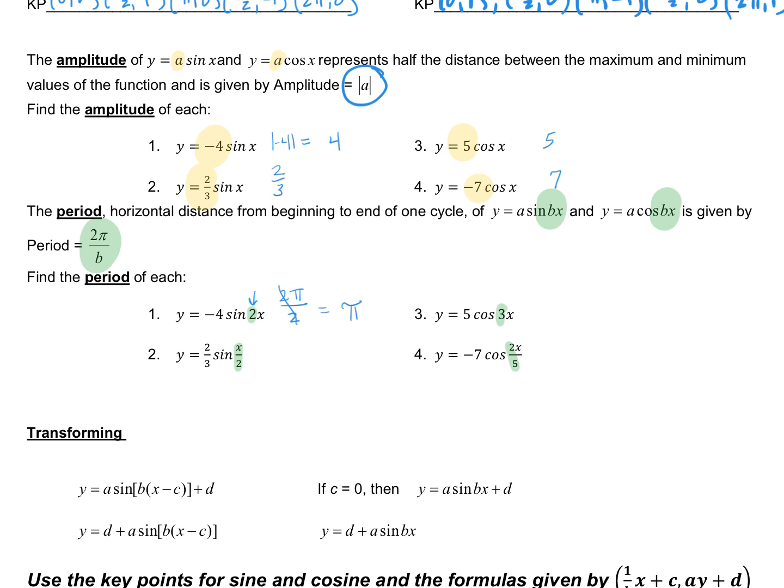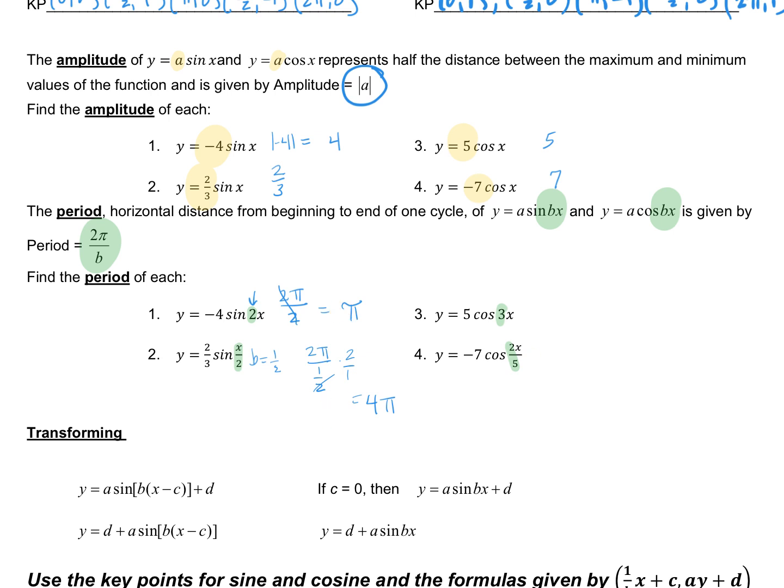All right, now look at number 2. What's the b value here? Good. B is 1/2. So I have to do 2 pi over 1/2. Keep change flip, right? If I keep change flip, what does this become? That means it's 4 pi. So that's taking that sine curve, stretching it way out. This one's shrinking it down to that entire curve to happen by pi. This one's stretching it all the way to 4 pi.